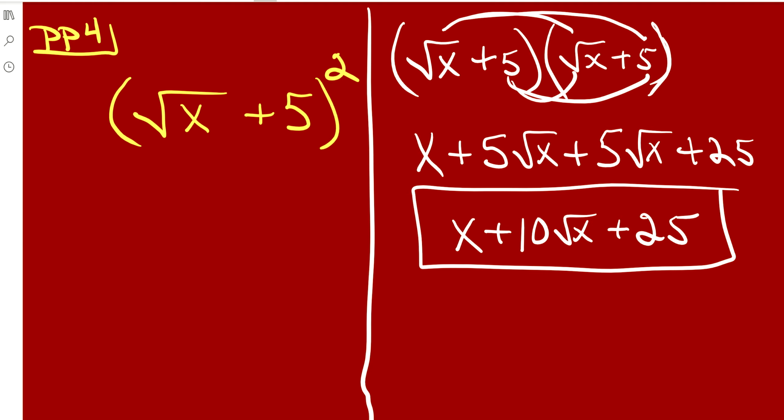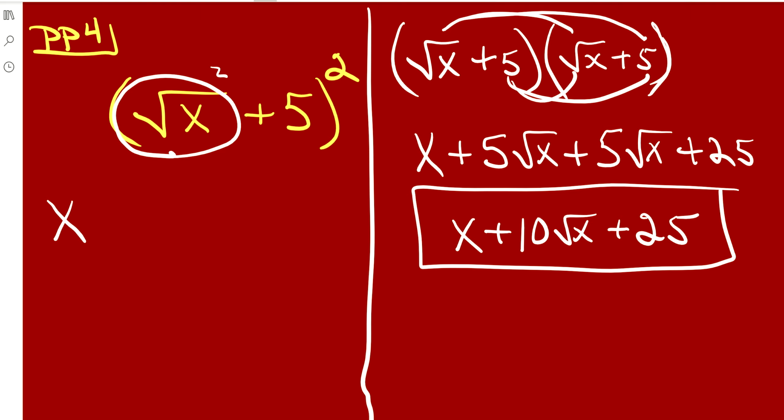All right, now here's the shortcut way of doing this. It's been around for years, a good number of years. Whenever you have the binomial squared, what you do is you can take the first term here, this square root of x, and then square it. The square root of x squared is x.